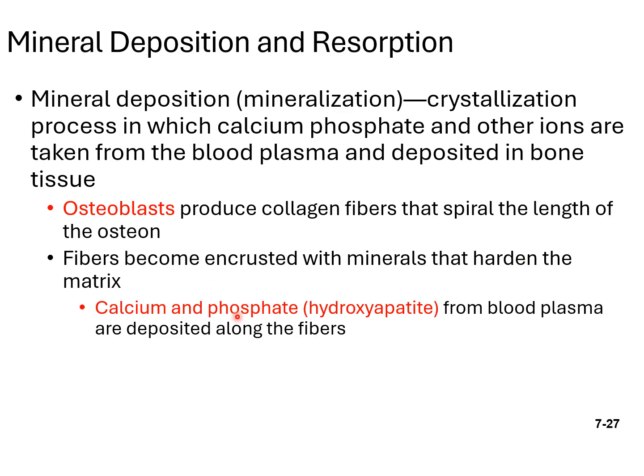It's that calcium phosphate that's going to be causing that hardening. And it's that hydroxyapatite from the blood plasma that's going to be deposited on those fibers. So osteoblasts produce fibers. Within the blood, the hydroxyapatite is what's going to harden the matrix. So this chemical right here is what causes your bones to become stronger.